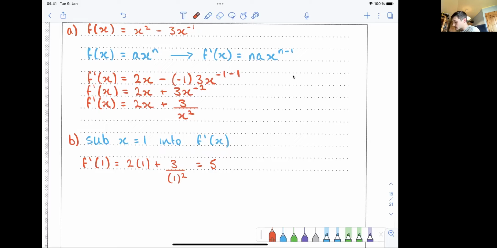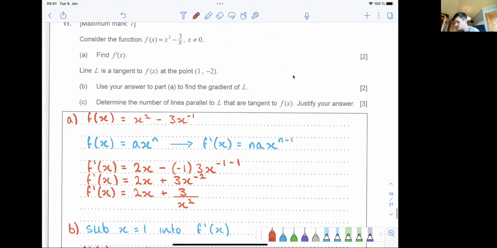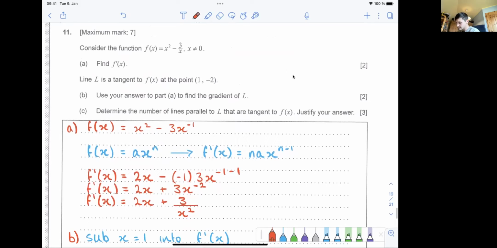Okay, and so now we can conclude that the gradient of our line L is going to be equal to 5. All right, and there is the answer to part B.